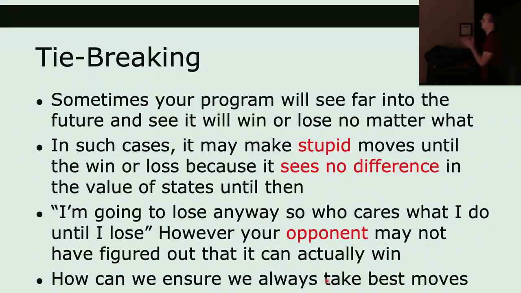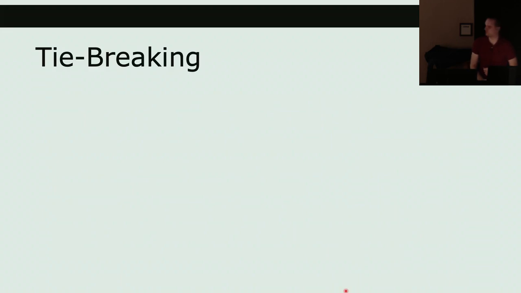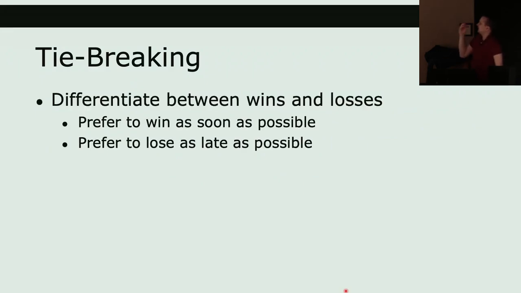However, how can we do something where even though the outcome is going to be the same, we don't want to make those stupid intermediate moves? Well, that's where tie-breaking comes in, and what I've been alluding to here. So let's differentiate between wins and losses. I said, okay, a win is a win and a loss is a loss. Yes, but wouldn't we prefer to win as soon as possible?